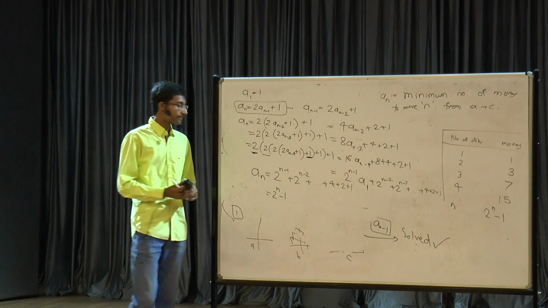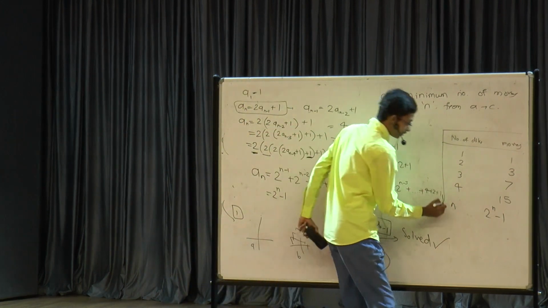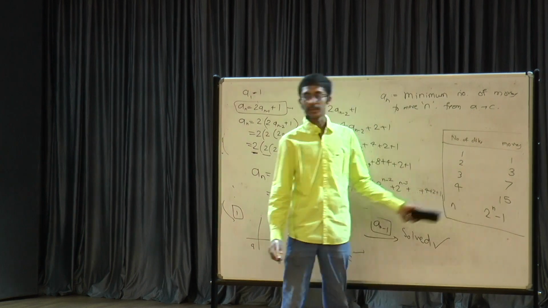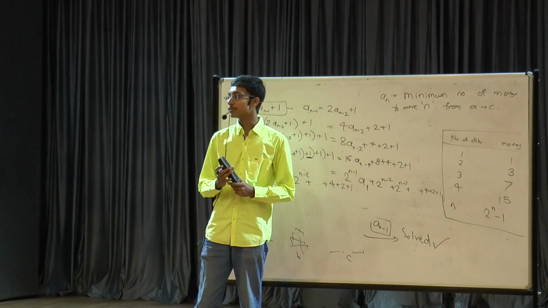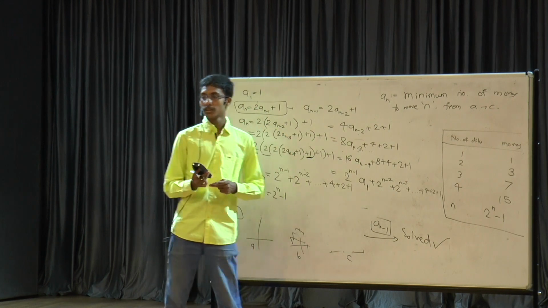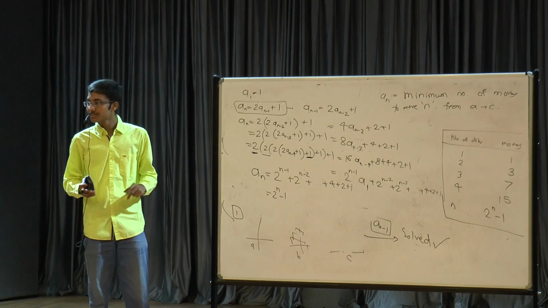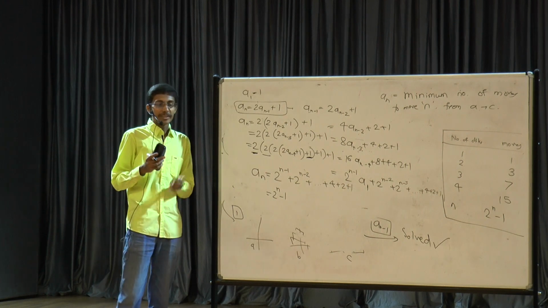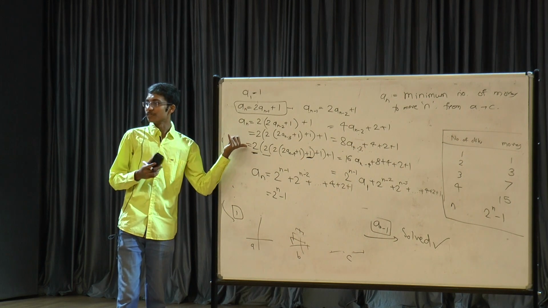Okay? So that was our claim. For n disks, you cannot do it in less than 2 power n minus 1 moves. Okay? So now try thinking about how you do it in 7. You guys had ideas about 5 and 6, right? You see it can't be done in 5 or 6 moves.